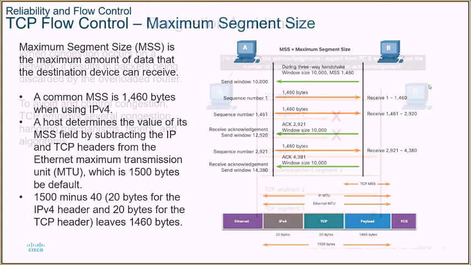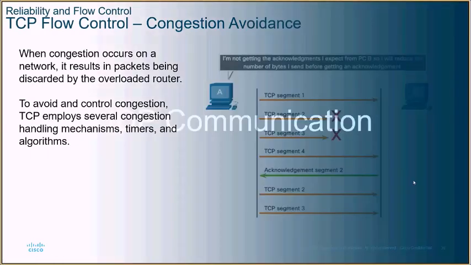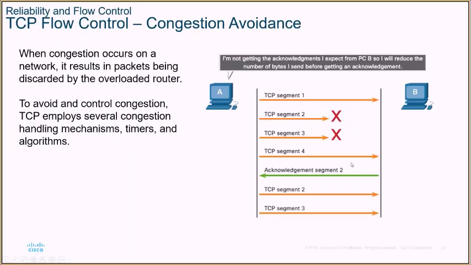When congestion occurs in a network, it results in packets being discarded by an overloaded router. To avoid and control congestion, TCP employs several congestion handling mechanisms, timers, and algorithms. So we're looking at the acknowledgement going back, saying, well, I'm expecting to see 2 next. Now, the sending machine can say, well, I'm not getting the acknowledgements I expect from the destination machine. There are obviously lots of packets dropping out, and so that's when you reduce the window size.